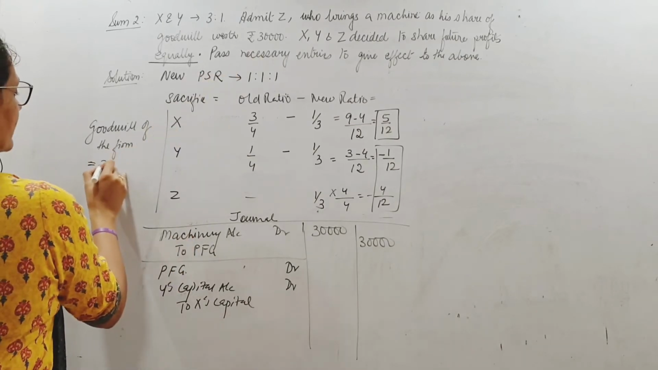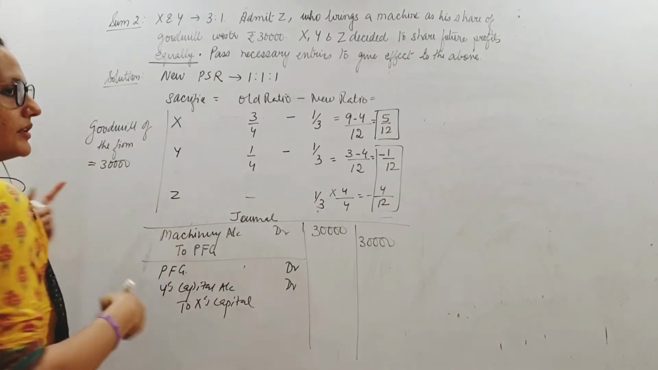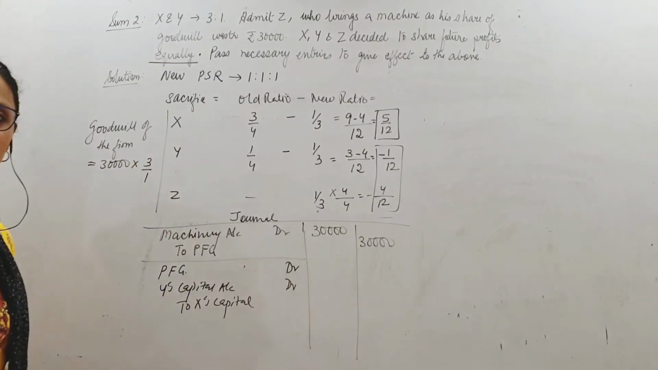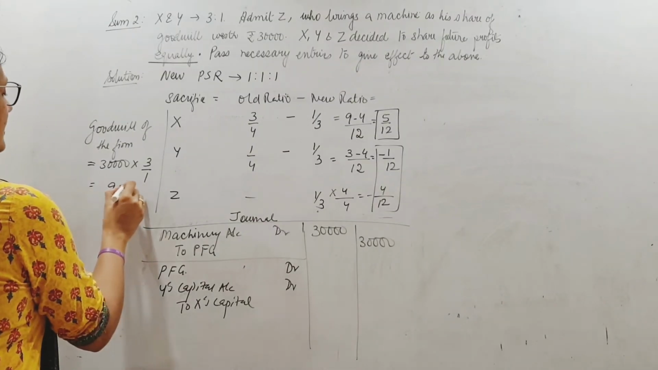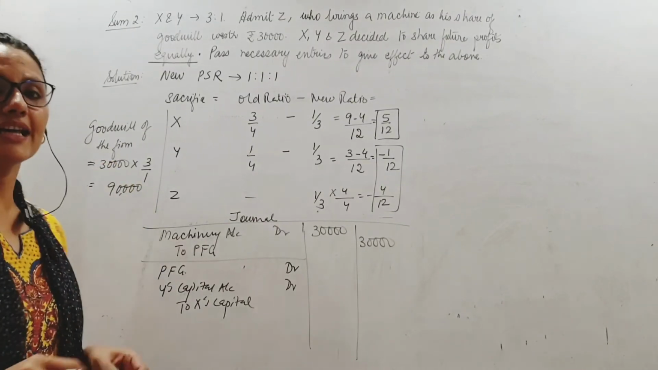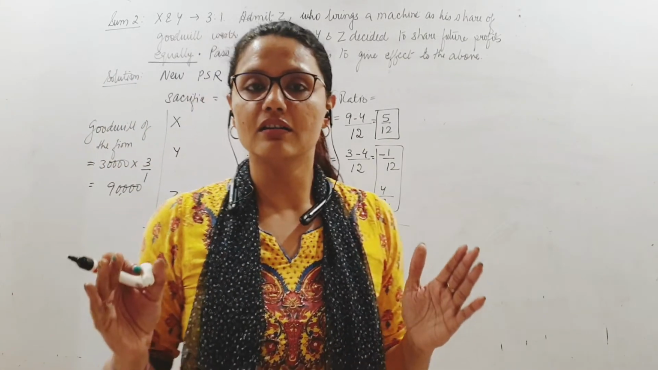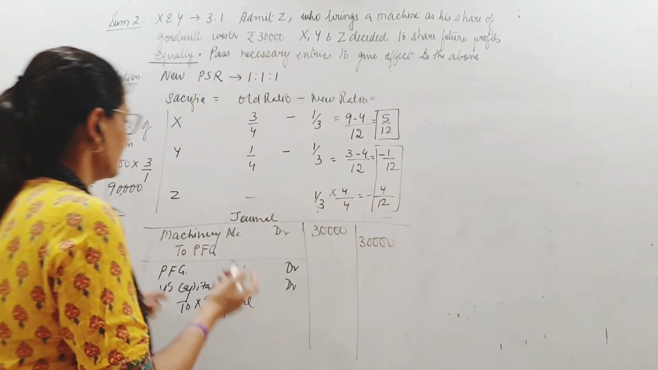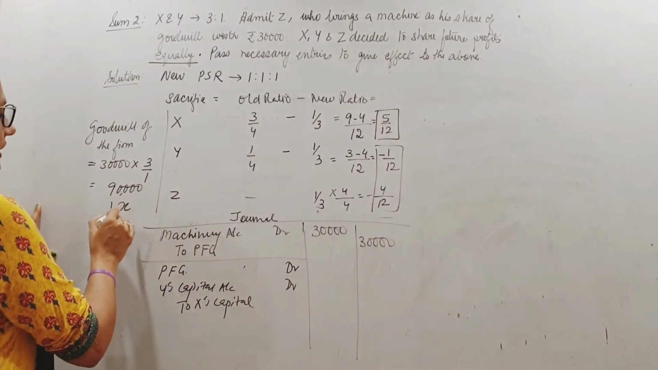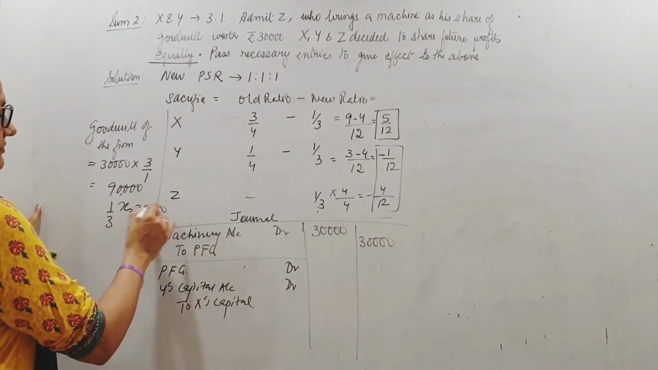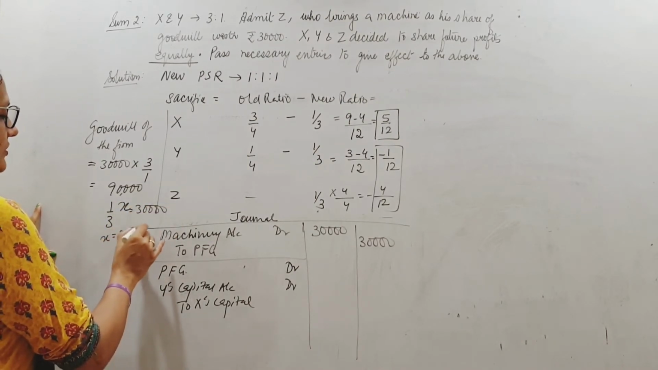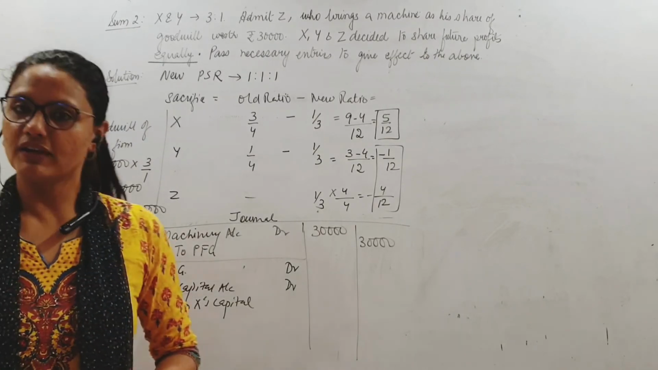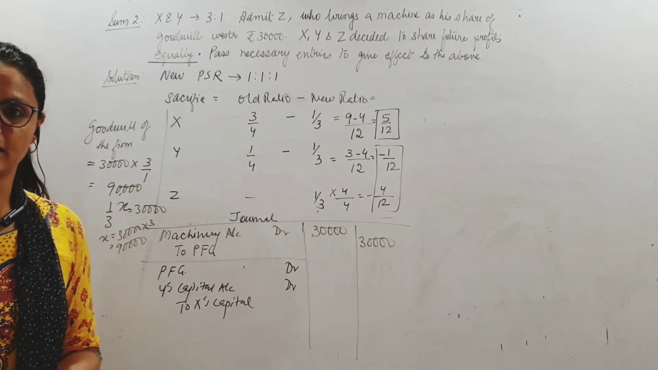Here, Z's share 30,000 into the reciprocal of his share. 1/3 का reciprocal क्या होगा? 3 by 1. Yes, which is 90,000. Alright? 90,000 is the total goodwill of the firm. How? Now, if you don't understand this reciprocal thing, you just understand if X is the goodwill of the firm, 1/3 of X is 30,000. Therefore, X is 30,000 into 3, which is 90,000. Fine? Whichever way you understand, it's good enough for you.